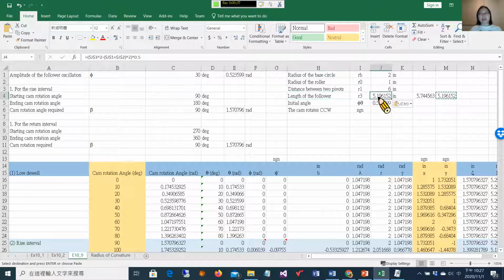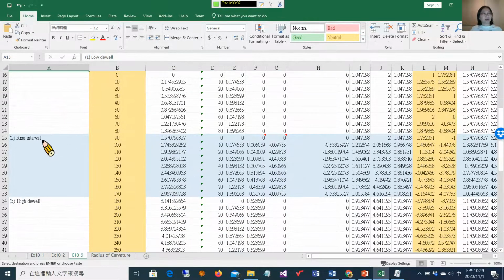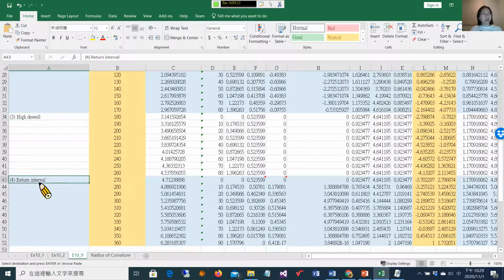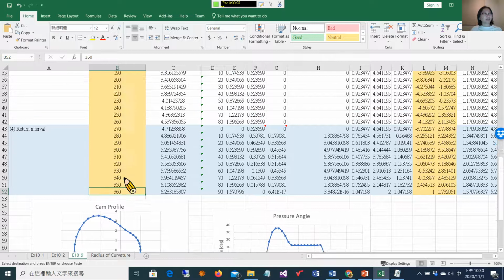In this case, the cam rotates counterclockwise, so the variable SGN is equal to -1. We have 4 intervals here: low dwell, rise interval, high dwell, and the return interval. We compute the cam profile points using 10 degree increments from 0 degrees to 316 degrees.